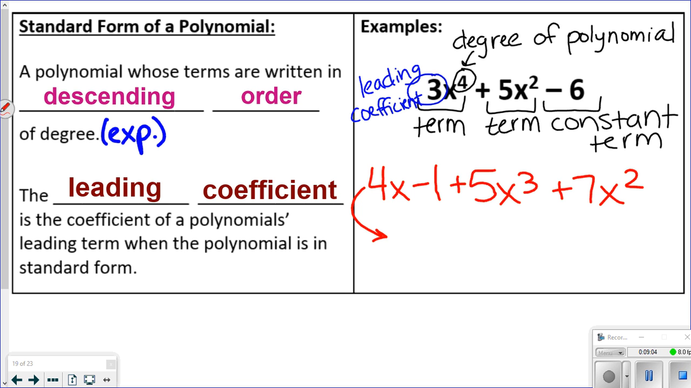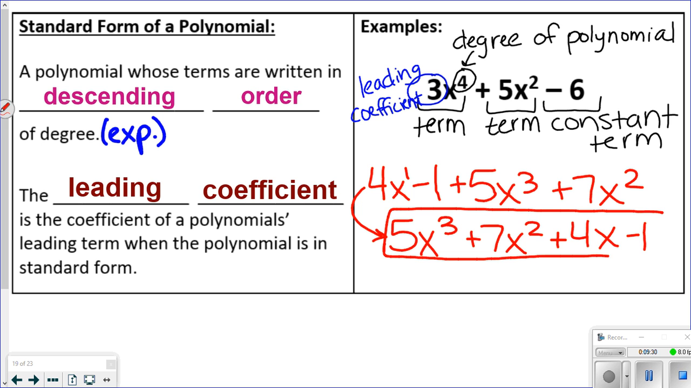So the largest exponent here is 3, or cubed, so it's going to be 5x cubed. The next one is the 2, so plus 7x squared. Then this has a 1, so that comes next. So plus 4x. And then I have minus 1. So this is in standard form.